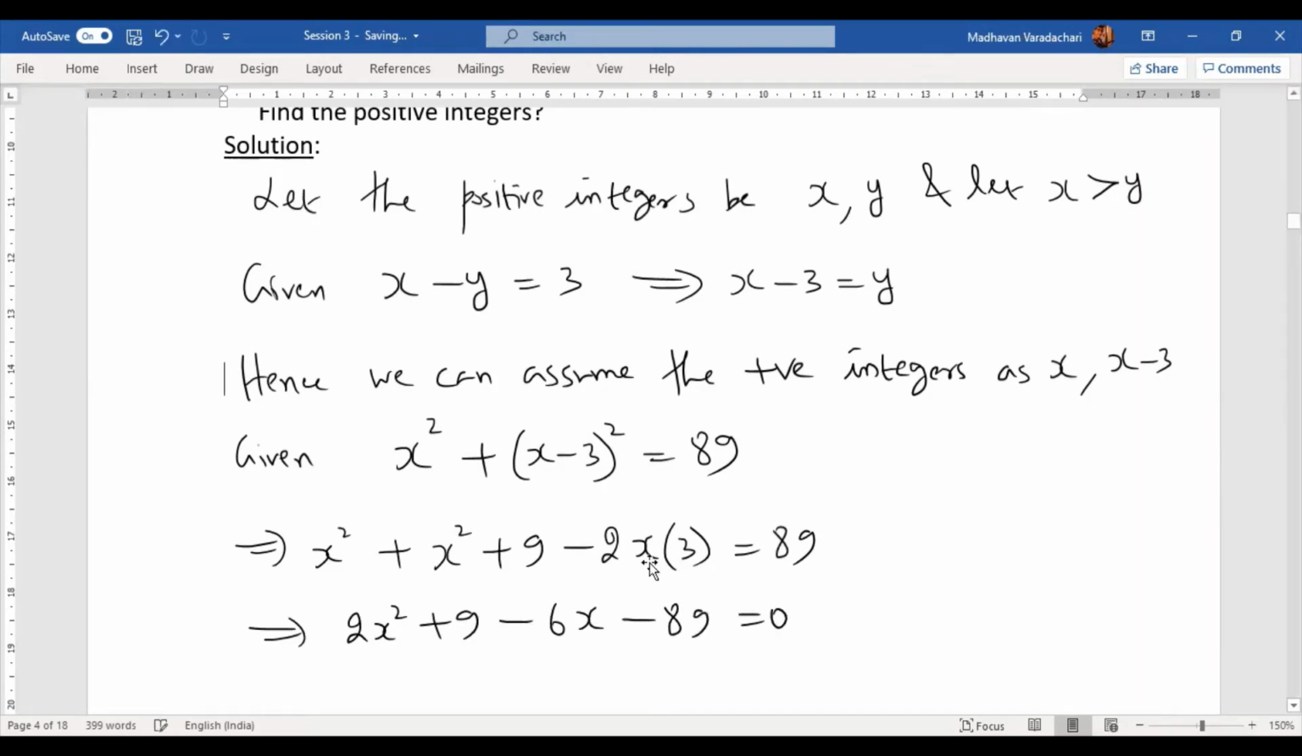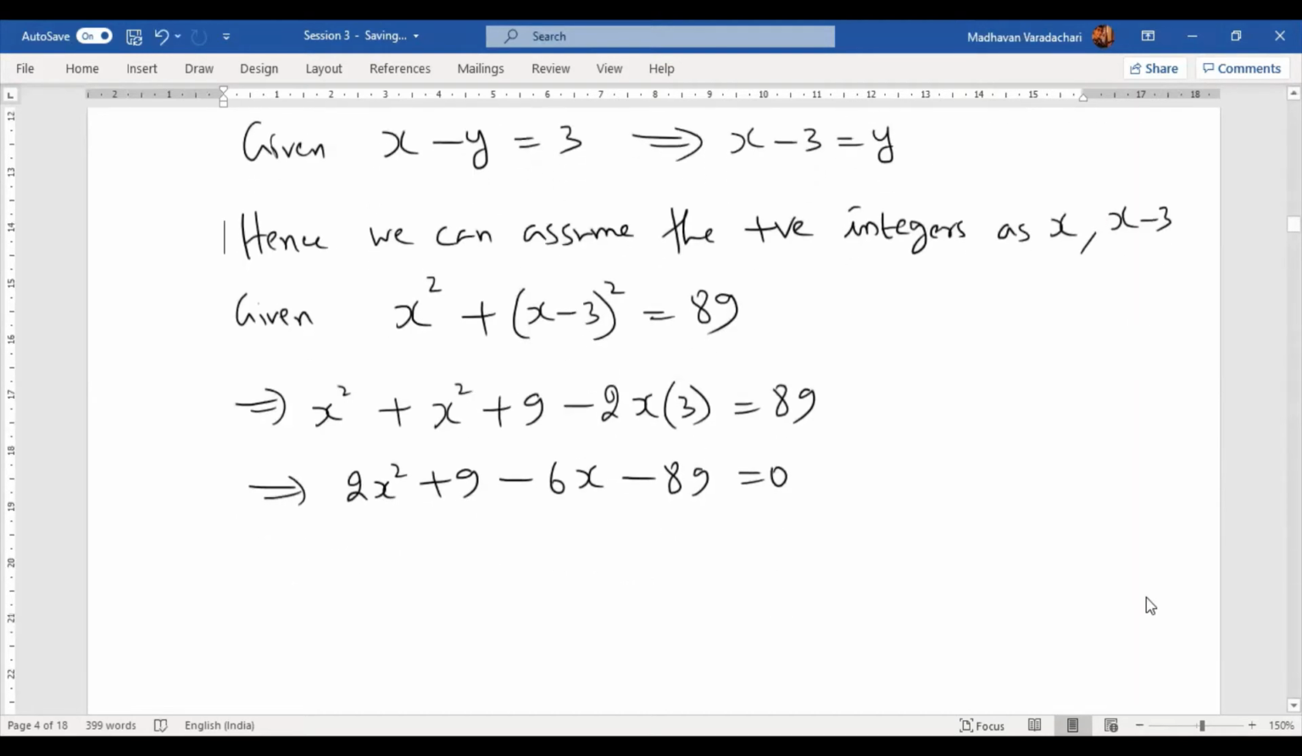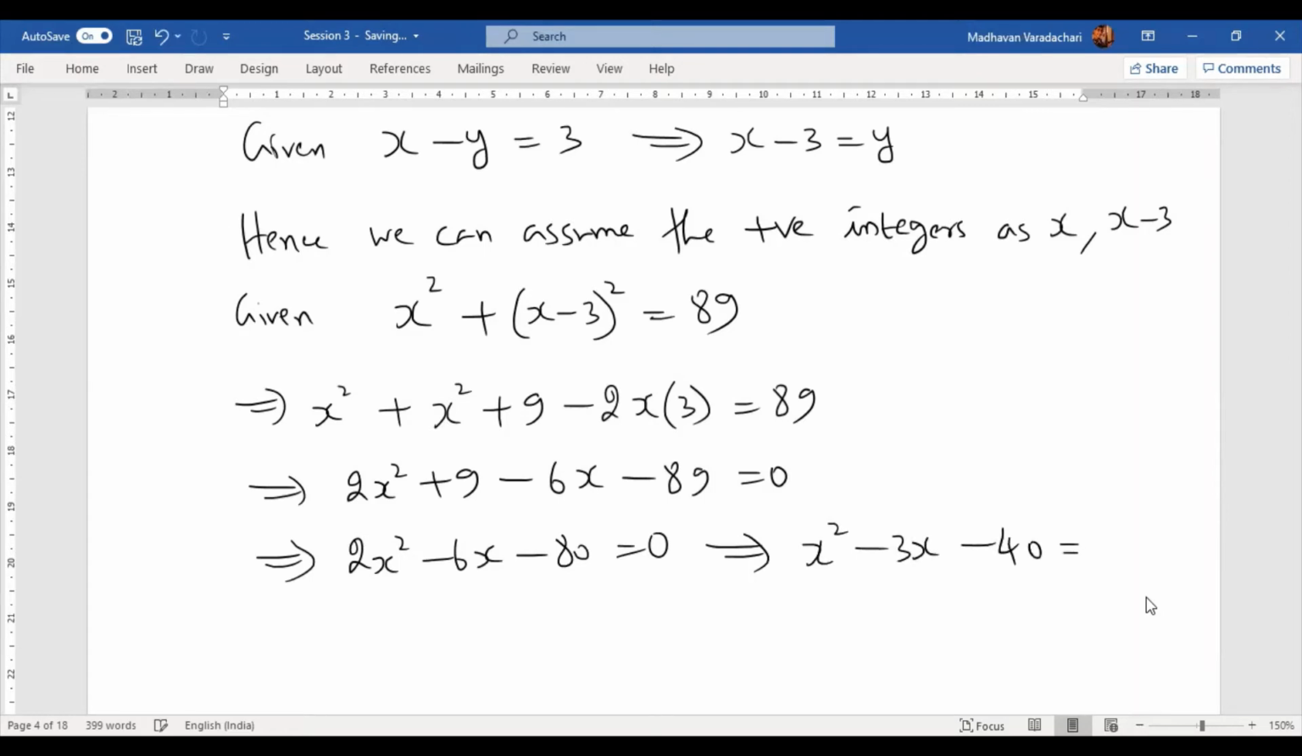What I did, I took this 89 to the left side. Now rewriting this, 2x square minus 6x, this will become minus 80 equal to 0. I can divide both sides by 2. So what will happen? This will become x square minus 3x minus 40 equal to 0.